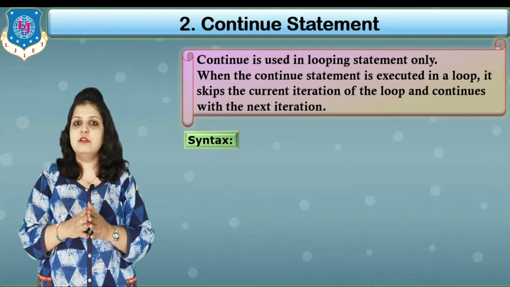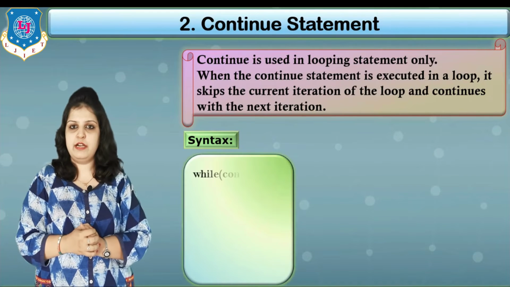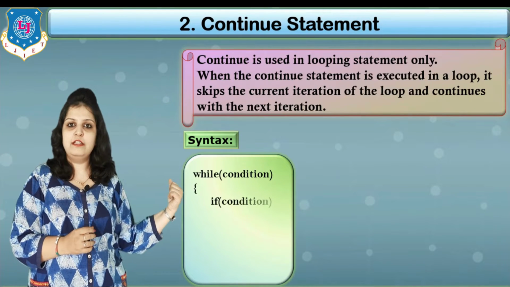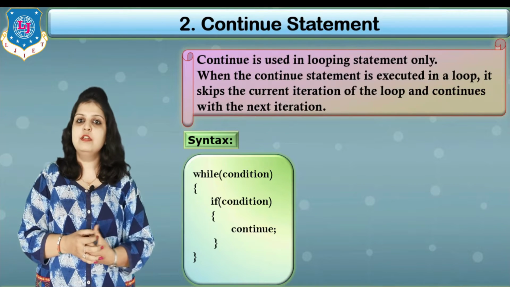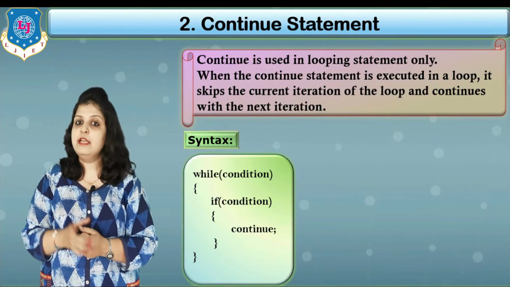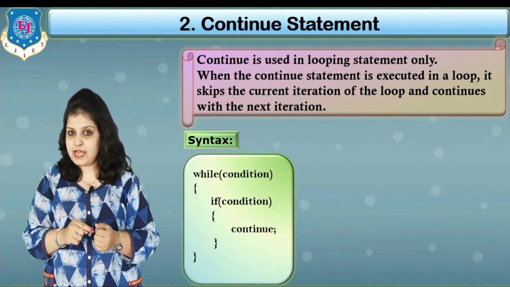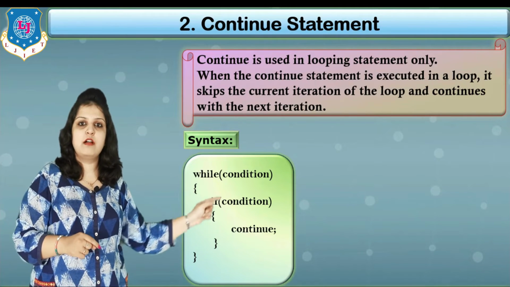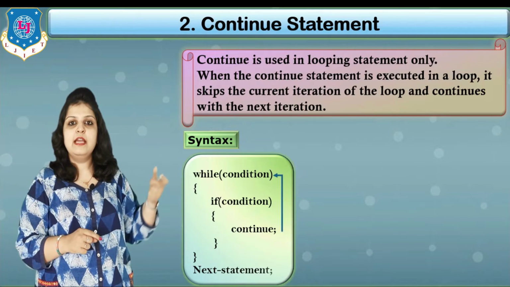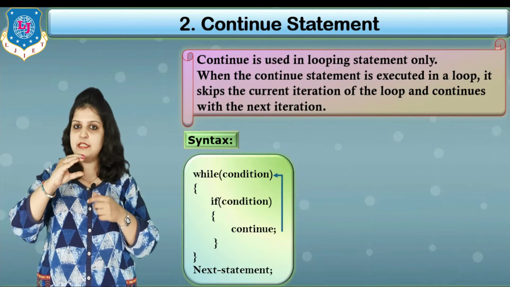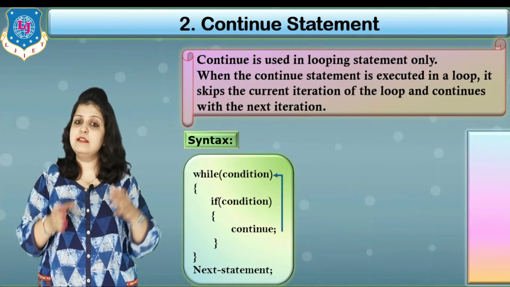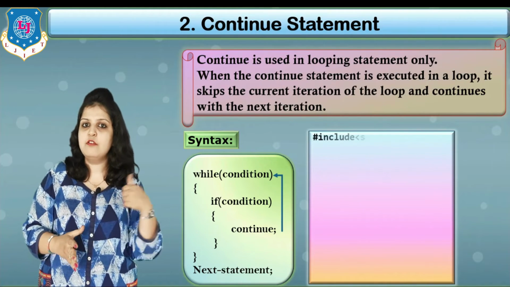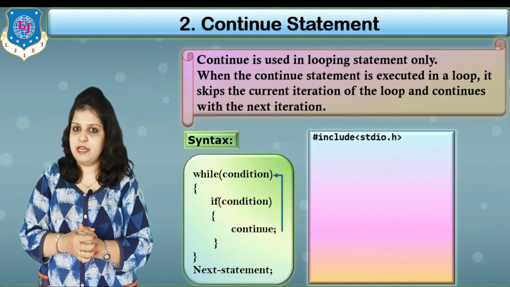How? Just to see the syntax of continue first: write the loop, that is a while loop, and if the condition becomes true then continue will execute. In break our control goes to the next statement, whereas in continue our control goes to the while statement and the remaining portion will be skipped for that particular iteration.